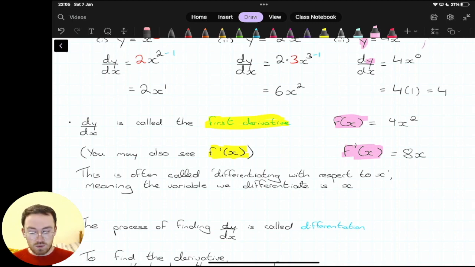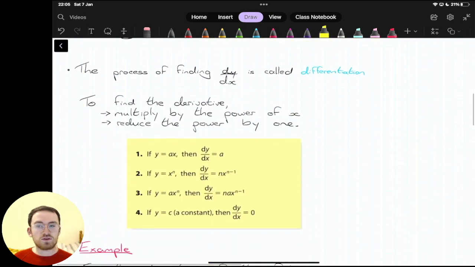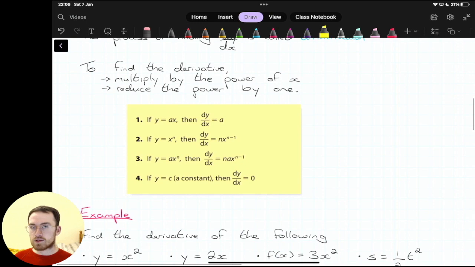And even just being more explicit down here, we're saying that this is differentiating with respect to x. And that comes back to our rate of change. We said the rate of change of y with respect to x. So saying that we're differentiating with respect to x just means that the variable we're differentiating is x, the variable that we're applying our rule to. And again, the process is called differentiation. Our rule that we had there was multiply by the power of x, reduce the power by 1.